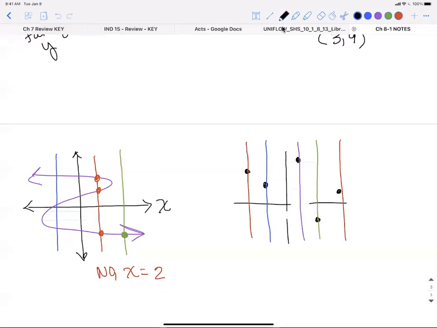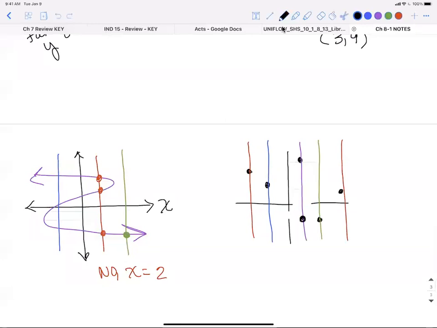If I was to add a point right here, then it would fail on the purple line. So at this point, it would be no, and it would be because of x equals 2. But without that point I just added, the original way I wrote it, it does pass the vertical line test.